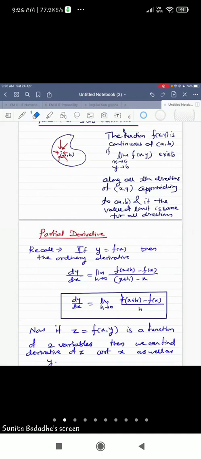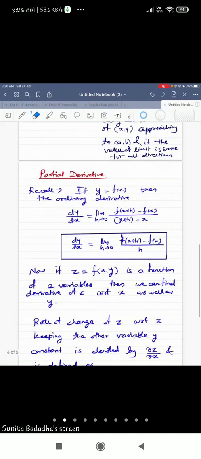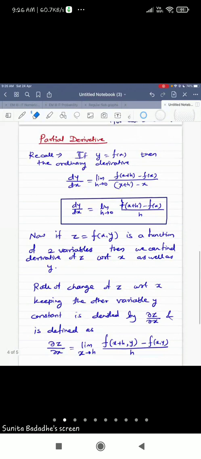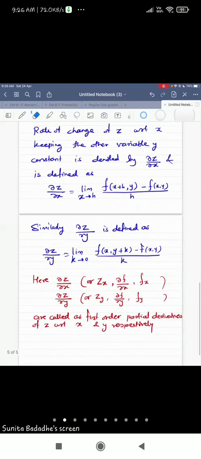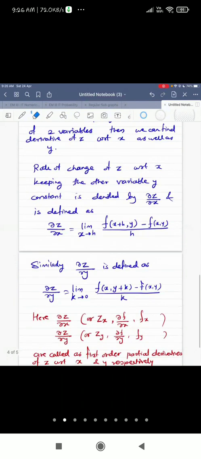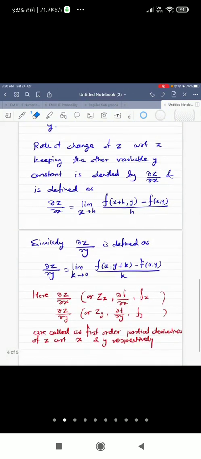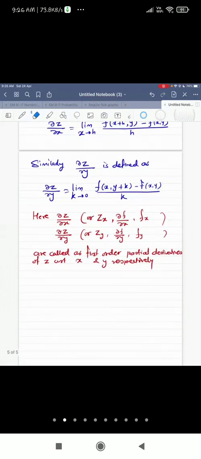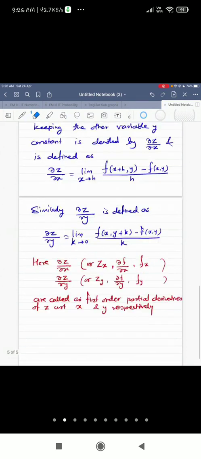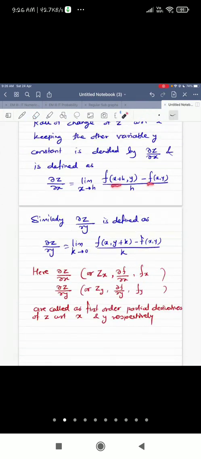Ganesh, you will understand it once I solve one example. I'm sure every student will understand it once I solve one example. So we have defined the partial derivative with respect to x. It is f of x plus h minus f of x upon h. And ∂z/∂y is f of x comma y plus k minus f of x y upon k. So here the increment is given to the x coordinate, the difference is taken and divided by the h value. Here the increment is given to the y coordinate and divided by k and then the limit is taken.